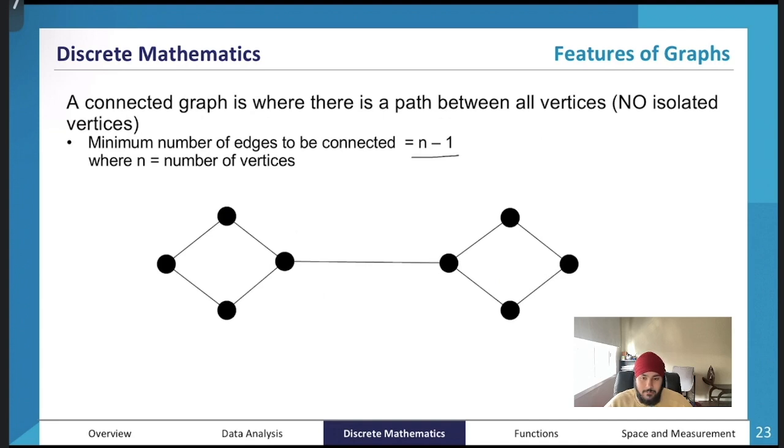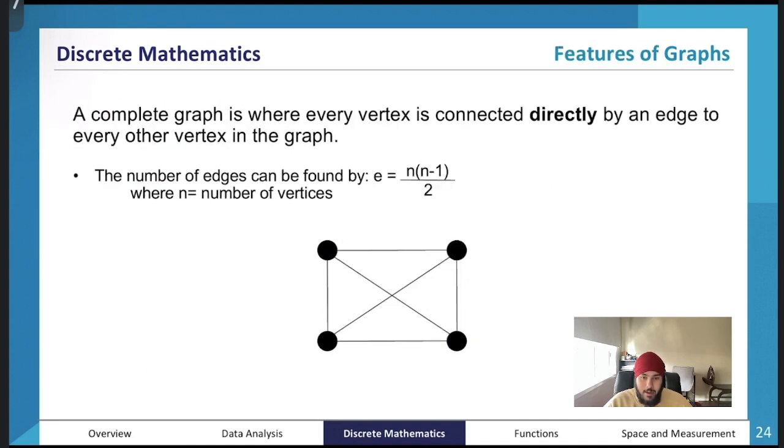Okay, so then we have a complete graph. A complete graph is basically a graph in which every vertex is connected directly by an edge to every other vertex in the graph. What that looks like is, if you have one vertex, it will be connected to every single vertex on that particular graph. As we can see here, this is connected to this one, it's connected to this one, it's connected to this one. Every vertex is connected to every other vertex in the graph.